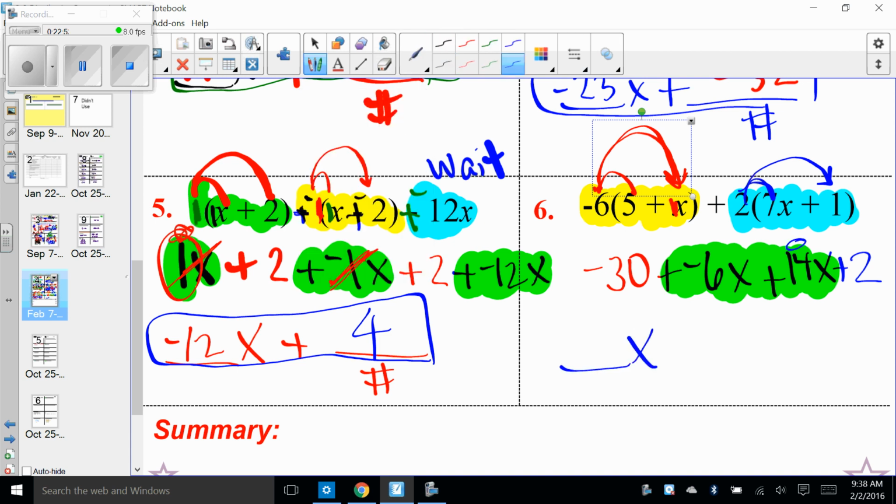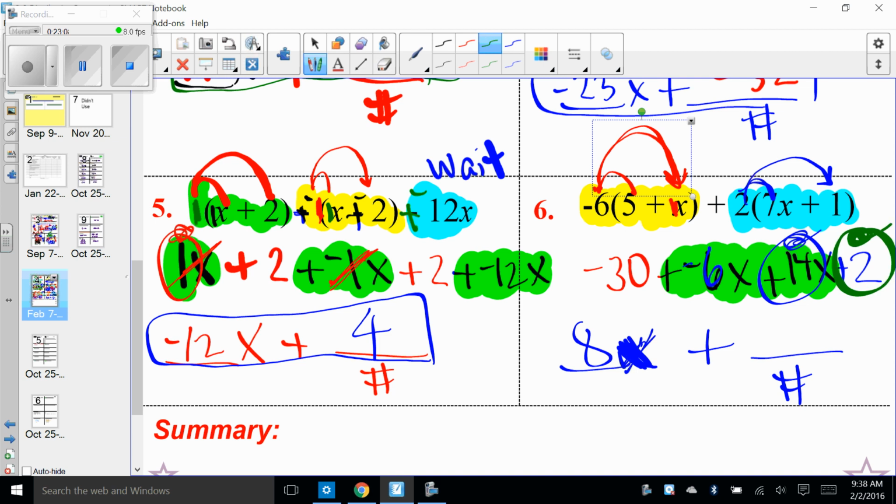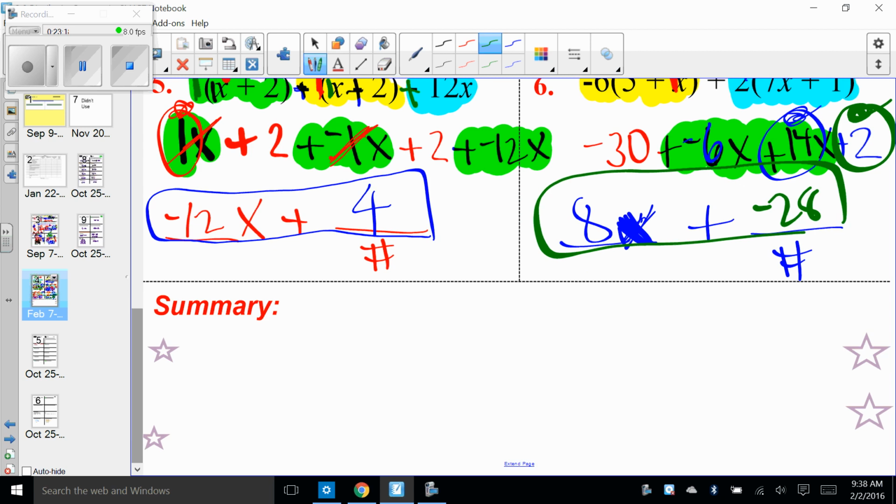So I have $14 in the bank, and I'm trying to take 6 out of the bank. Can I take 6 out of a bank that has 14 in it? Yes. Is there any money left? Yes. $8, you should be saying. Positive 8x. Plus, here's my number bin. I have $2 in the bank, and I'm trying to take 30 out. Well, I can't take 30 out of a bank that only has 2 in it. I can take 2 out, which leaves me with negative 28. So my answer should be 8x plus negative 28. Unlike terms, so we are done.